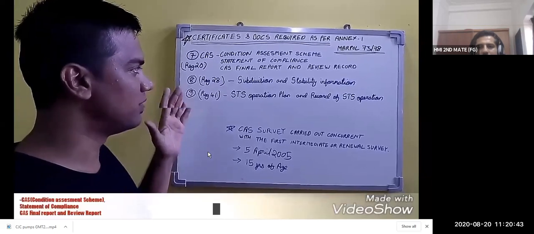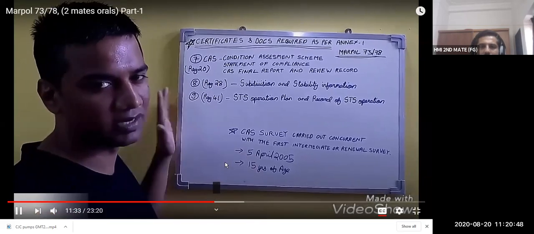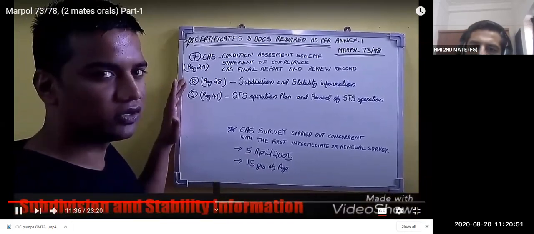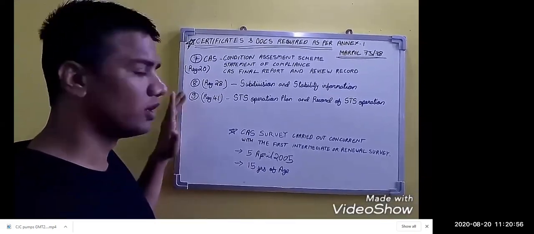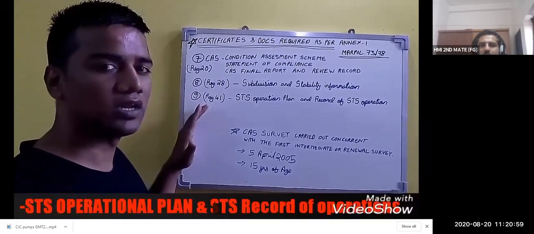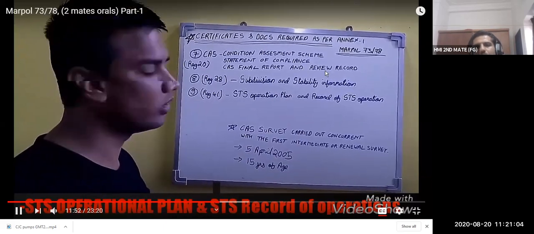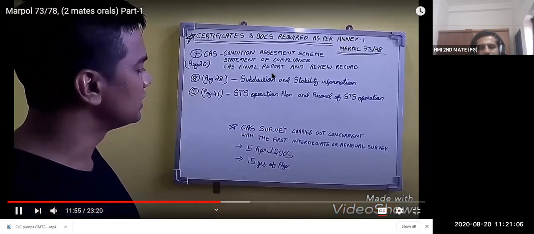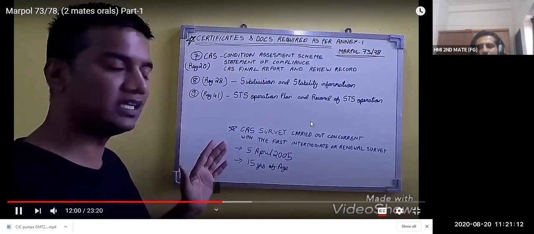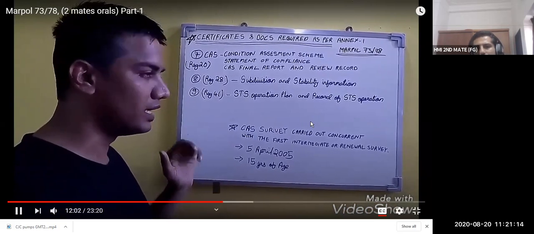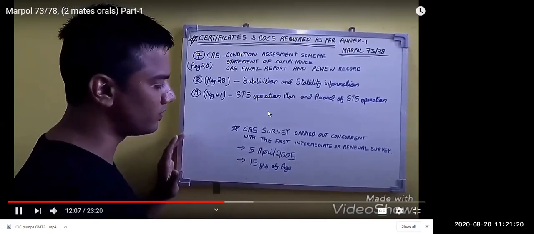Then as per Annex 1, there is an assessment for checking the condition of these oil tankers. It is called CAS, Condition Assessment Scheme, as per the Statement of Compliance, Regulation 20. So all the machinery conditions, pipeline conditions, photographic evidence, paperwork records have to be submitted to the flag state for review, and that is called CAS Survey and Report. Then you have subdivision and stability information, then STS operation plan and record of STS operation, that is regulation 41.